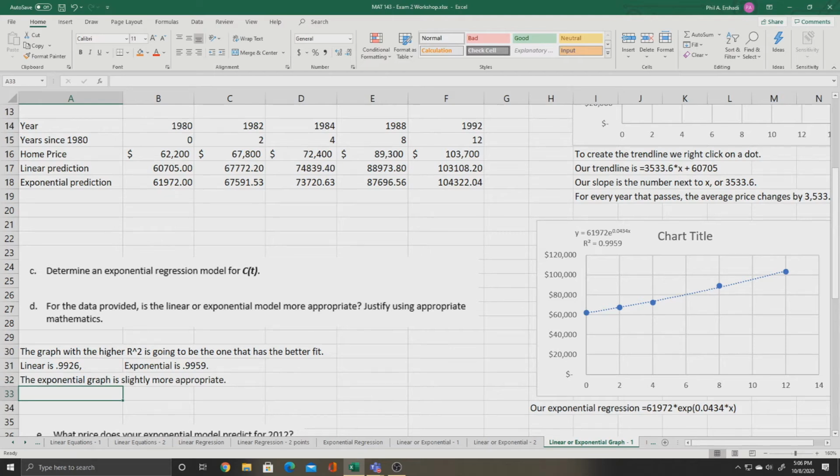So all you really have to do to justify using appropriate mathematics is really just look at the R-squared. So this is why I keep saying to go ahead and add the R-squared when you can.